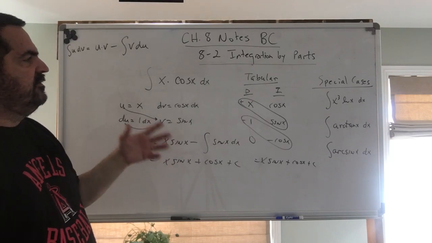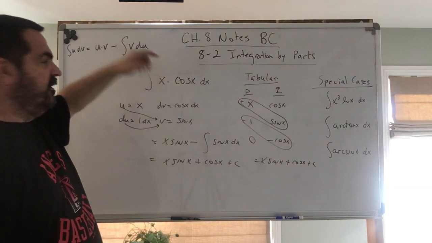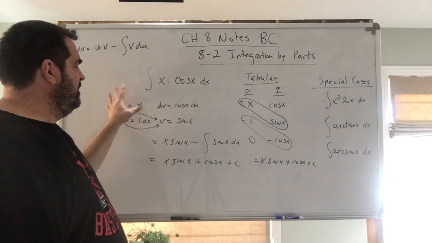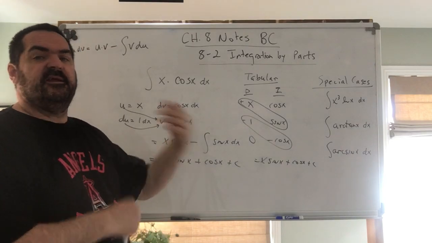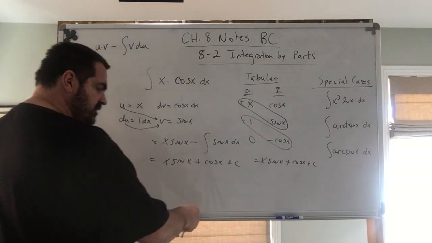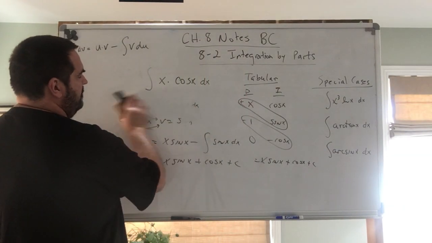But tabular starts to earn its money when this becomes x squared. If this is x squared, I would have to do integration by parts twice, because after I did it once, I would still have a product and I would have to do it a second time. But tabular would be much faster. So let me show that real quick. Tabular.